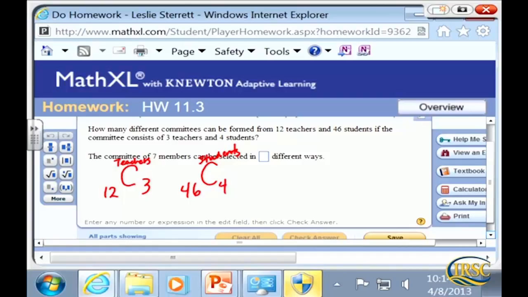And what we do with these 2 answers brings us back to section 11.1. What did we do in 11.1 when we had so many ways to choose one item and so many ways to choose another item? Multiply, right. So once we finally find out the 2 answers, we're going to actually multiply these 2 together, because that brings us back to the fundamental counting principle, that if you have so many ways to choose one item and so many ways to choose another item, then just multiply those ways together to find the total number of ways to group them together.